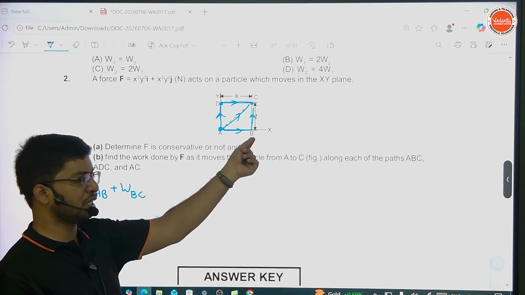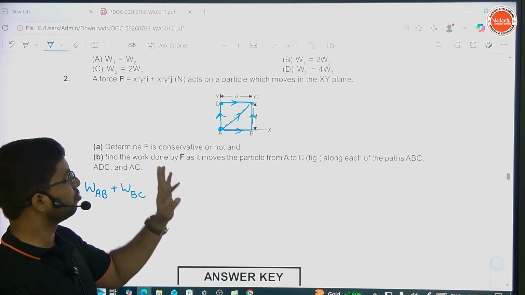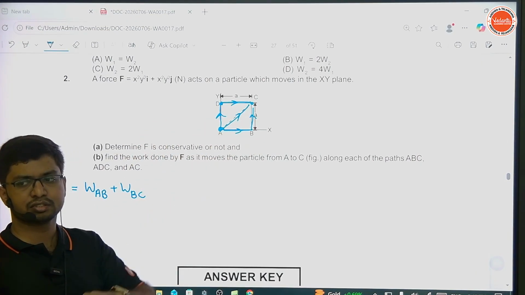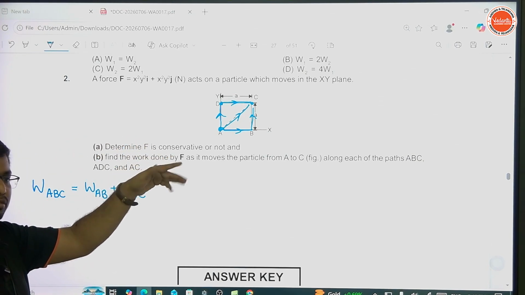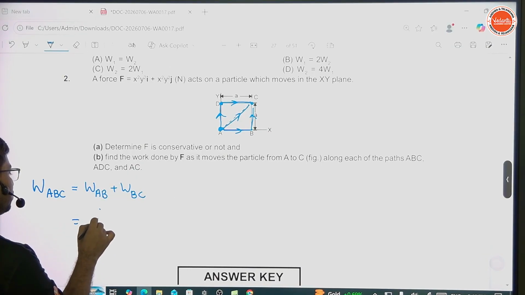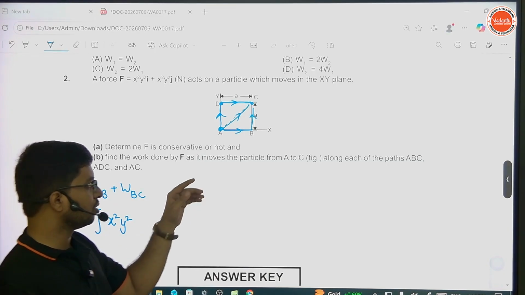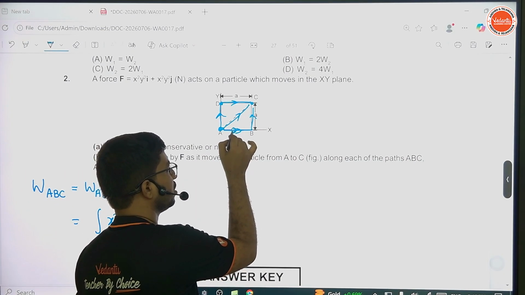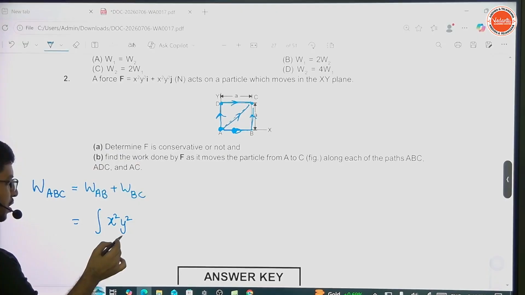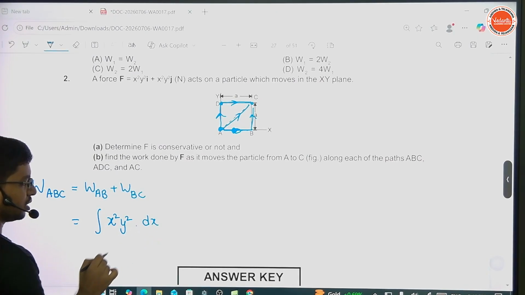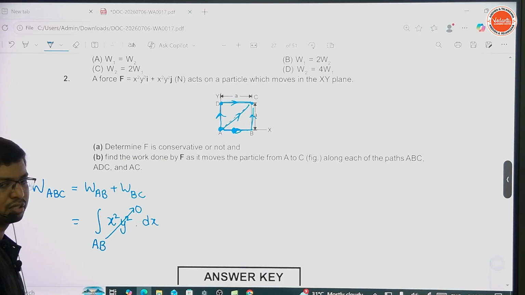Okay, carefully look over here. When the particle is moving from A to B here, it is just traveling in a straight line, right? And what is the component of the force along this direction? X square, y square. Okay. So integral x square, y square. Agreed. What is the value of y at any point on this path? 0. Right? So which means even if you write a dx over here, this is going to be 0 for path AB.